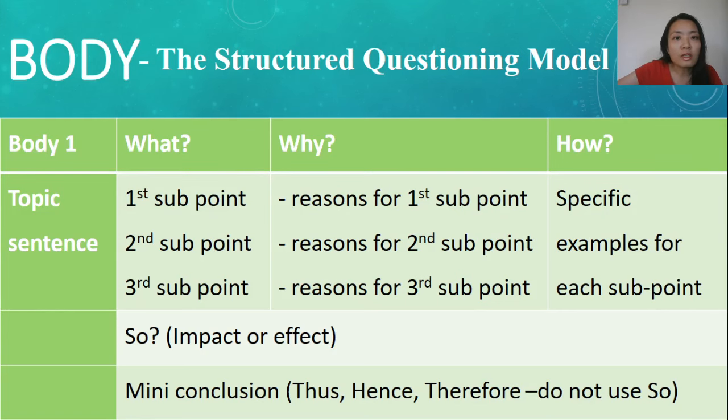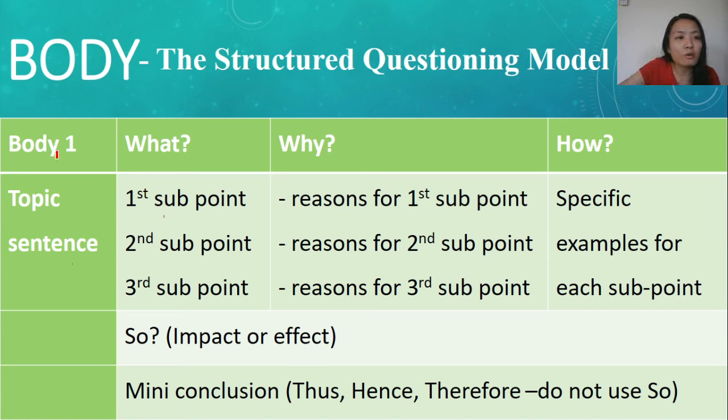Next is the body. So for body, I always like to encourage my students to use this, what I call a structured questioning model. And in this model, you have all these questions which are aimed at helping you to think of ideas of what to write for your sentence. So for the body, you only need 3 paragraphs. And the tip, this model that I have over here is to help you to frame your ideas in 1 paragraph, and you do the same for all the other 3 paragraphs.